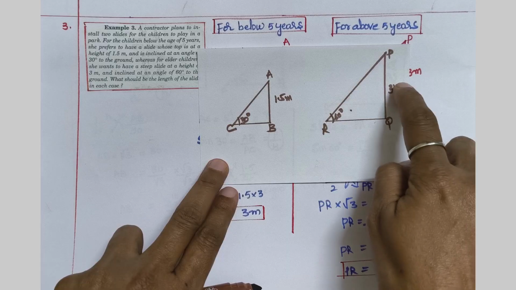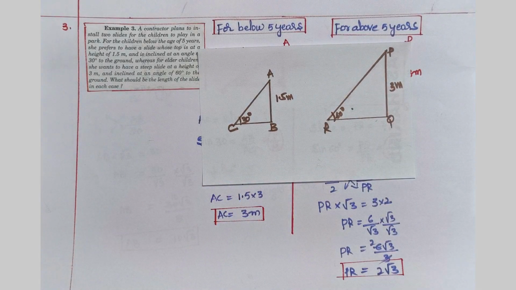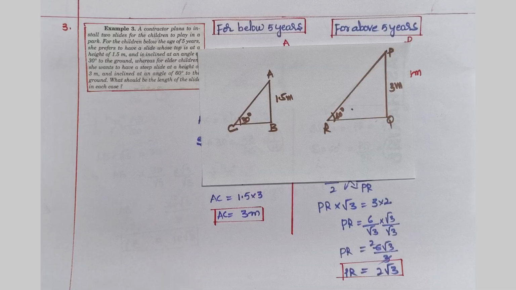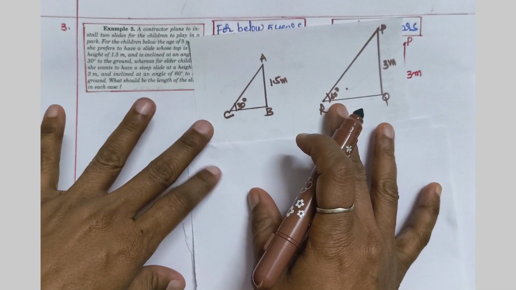Here also, perpendicular by hypotenuse. We are using sine on both sides. Sine means you will get the answer. Okay, see here, step by step. First, the question below 5 years, we will do.